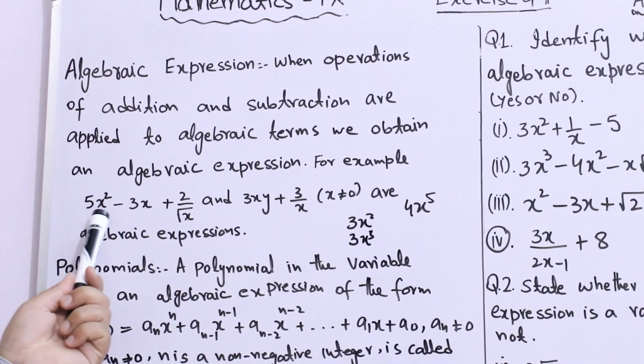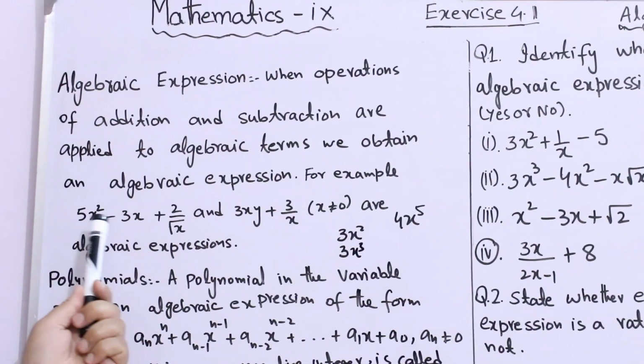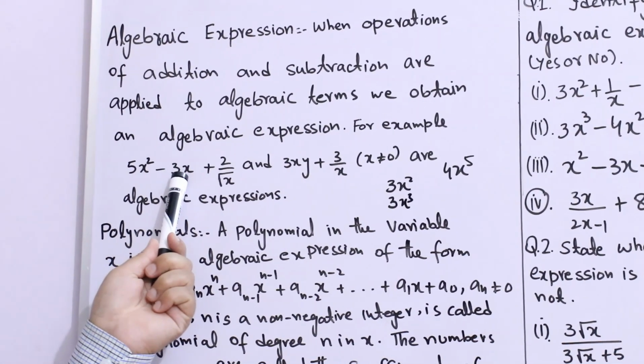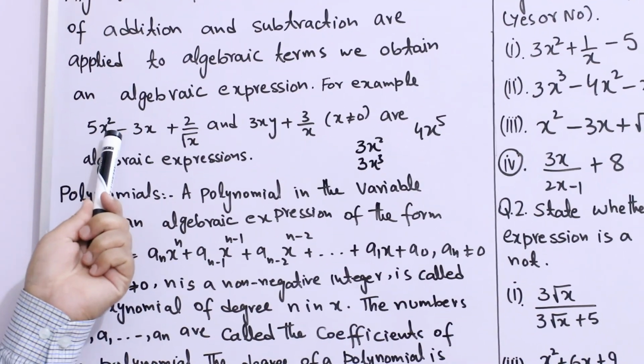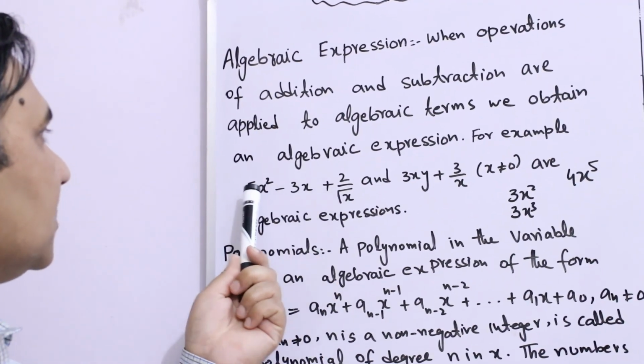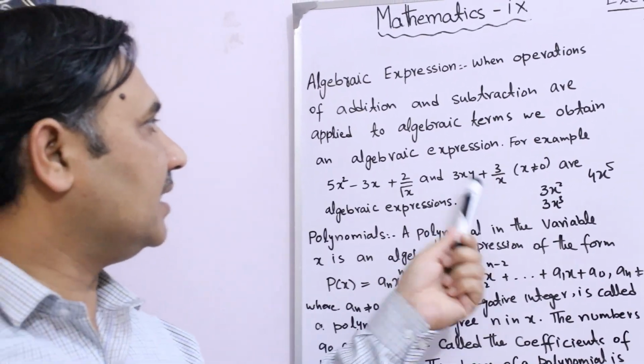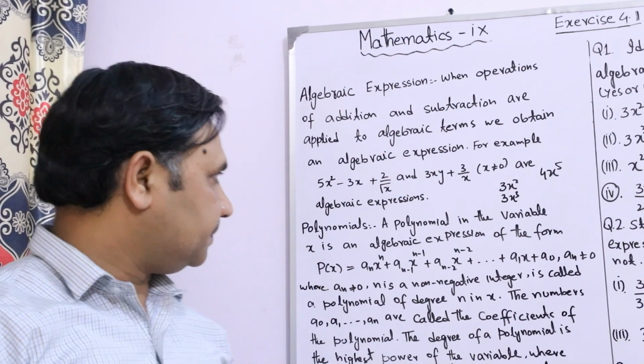Just like here, 5x square minus 3x. This is an algebraic term, this is another algebraic term, and this is another. When we insert these operations, minus, plus, this becomes an algebraic expression. So this is another algebraic expression.